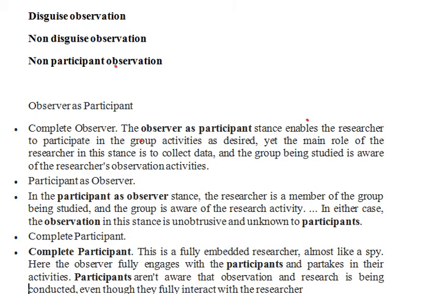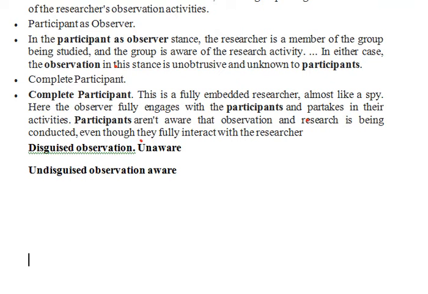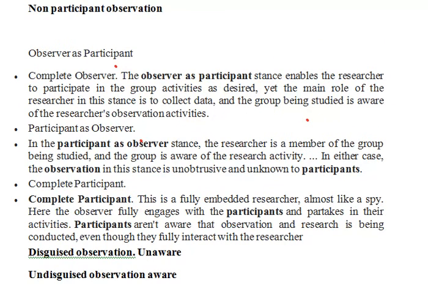Undisguised observation is here, observer as participant. The observer becomes a participant in the study phenomena, but works with the employees or sits with the students as a student, and they know of the observation activities. Participant as observer: in this stance, the researcher is a member of the group being studied and the group is aware of the research activity. In other cases, the observation in this stance is unobtrusive and unknown to the participants.